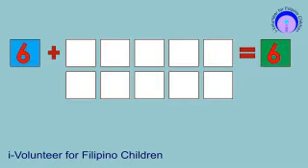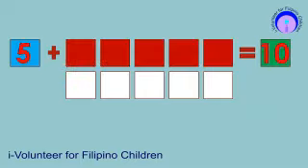Good day. If 6 plus blank is equal to 6, what would these white blocks represent? If 5 plus blank is equal to 10, what would these red blocks represent? If 5 plus blank is equal to 14, what would these red blocks, orange blocks, and white block represent?